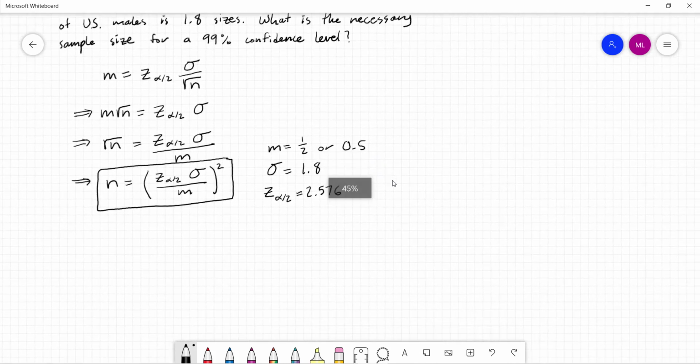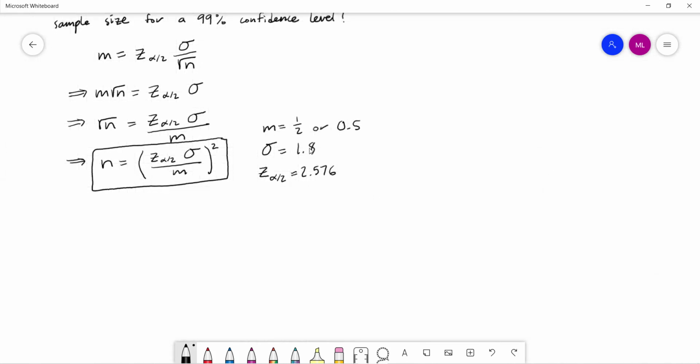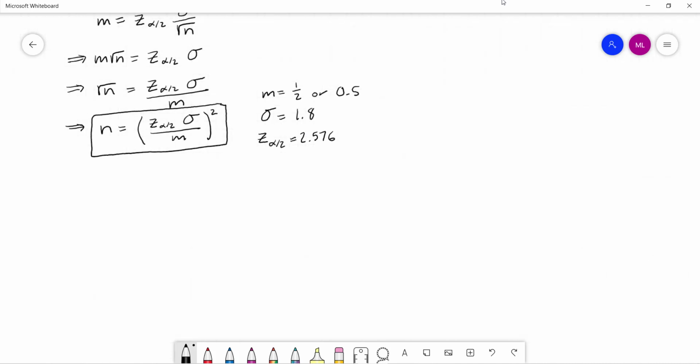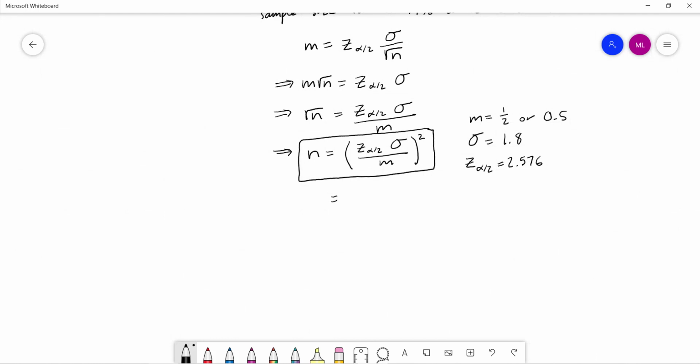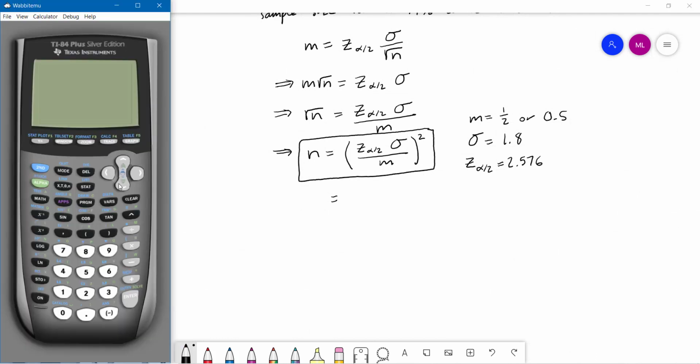So there are the values. I'm just going to plug those all into this formula, and then we can do it on the calculator. Here, let me move it over to the side. We'll get the calculator out. Let me turn it on and clear it. And we're just going to plug these values in. And we can even do it in the same format as all of this. I can start with parentheses. So I'm going to do parentheses. Z sub alpha over 2 was 2.576.